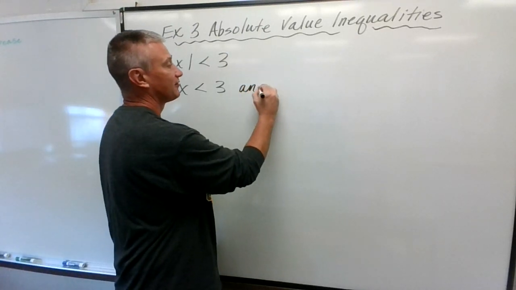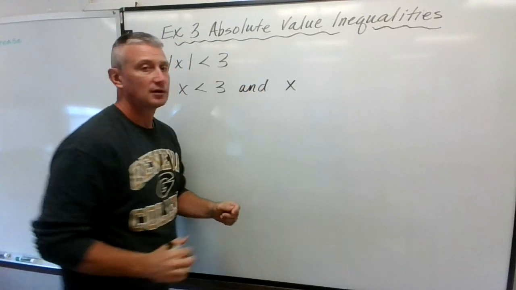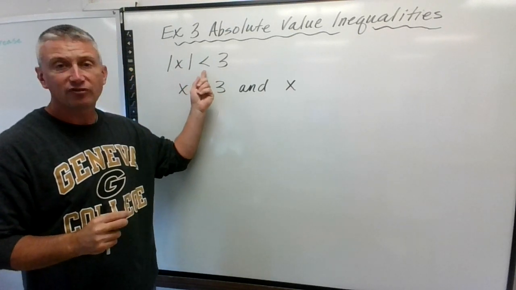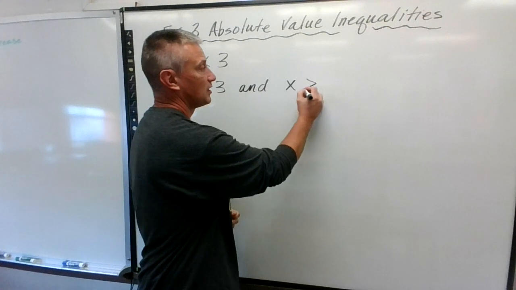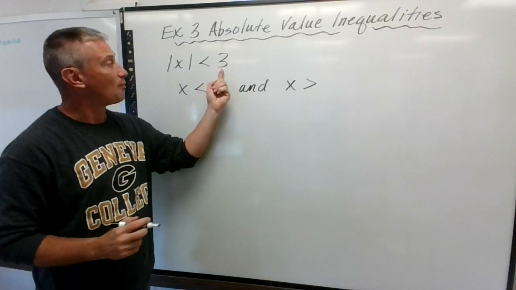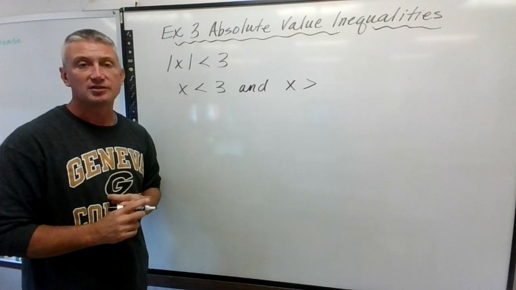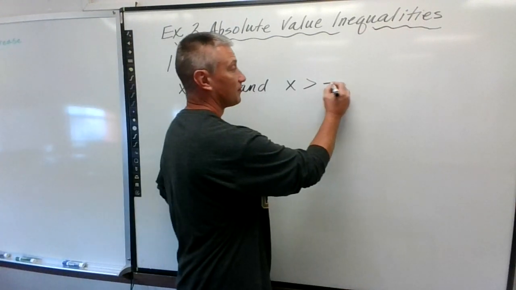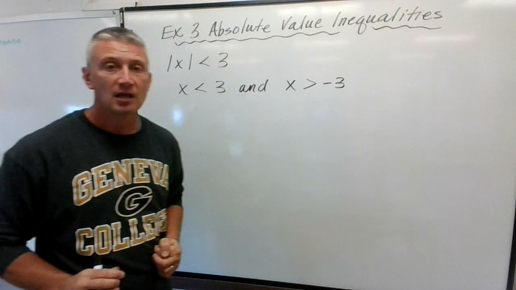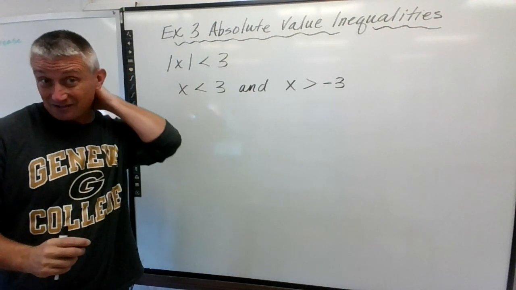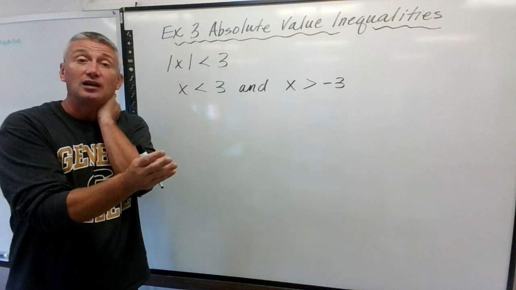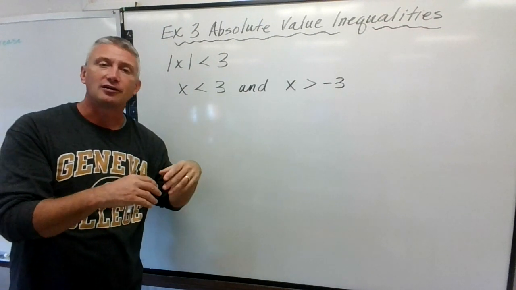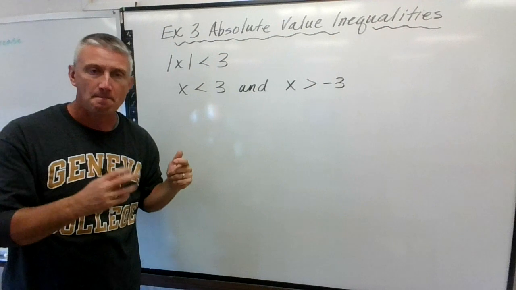And we also have to know that x, and this is where it gets weird, we have to flip the sign. It's now going to be greater than, and we have to make this positive turn into its opposite. So instead of positive 3, the opposite of positive 3 is negative 3. So therefore, it has to be this. Now, that's your two answers. So x can be less than positive 3 and greater than negative 3.